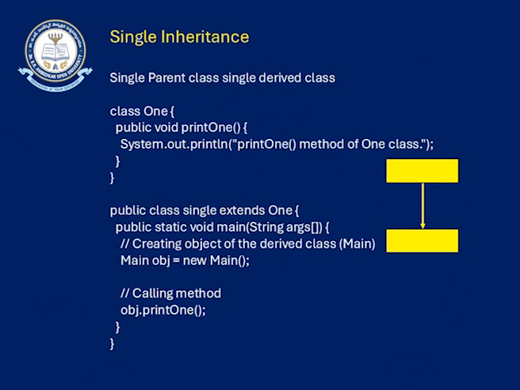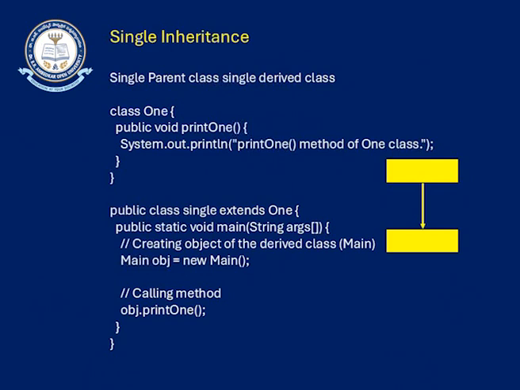So, what is the parent class here? ONE1. ONE1 is the parent class, where I defined one method called print1. Now, the second class which I am creating is called the child class. What is the child class name here? Single.